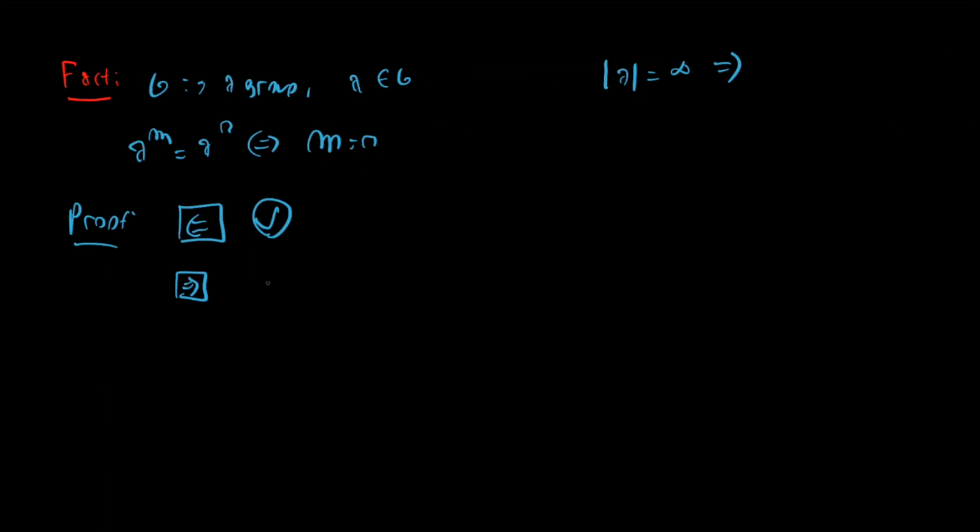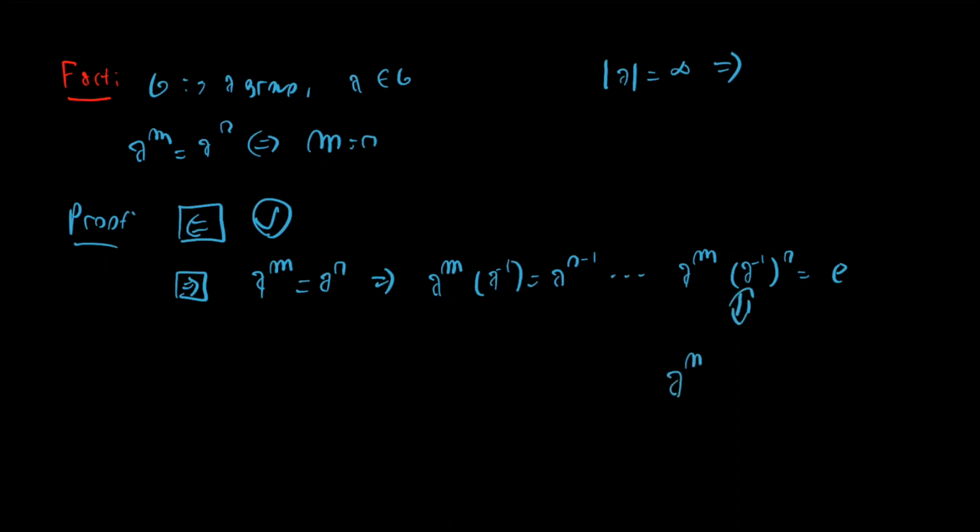In particular, if we have a^m equal to a^n, then by applying a^(-1) n times to the right, what we will get is a^m times (a^(-1))^n is equal to the identity. We can rewrite this as a^(m-n) is equal to e.